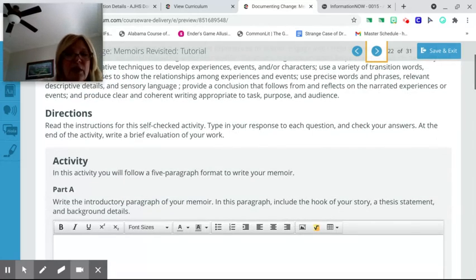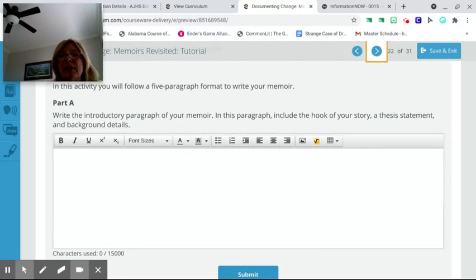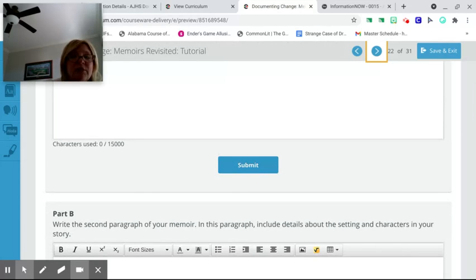All right. This activity will help you follow the 5-paragraph format. Write the introductory paragraph of your memoir. Remember, you want it to be maybe an opening story, open with a dramatic scene from your experience. Remember, you want it to be highly dramatic so it will catch the reader's attention. And then at the end of this paragraph, you will include your main idea, which is your thesis statement, okay? And then you're going to hit submit.